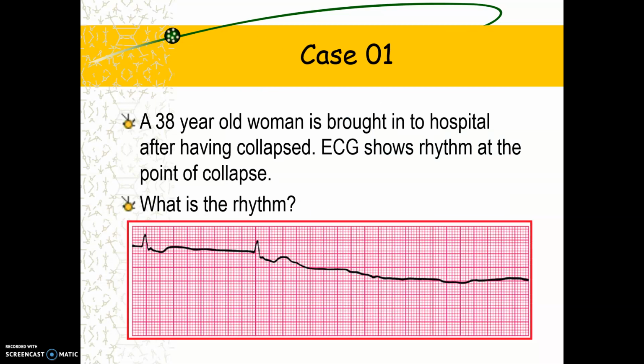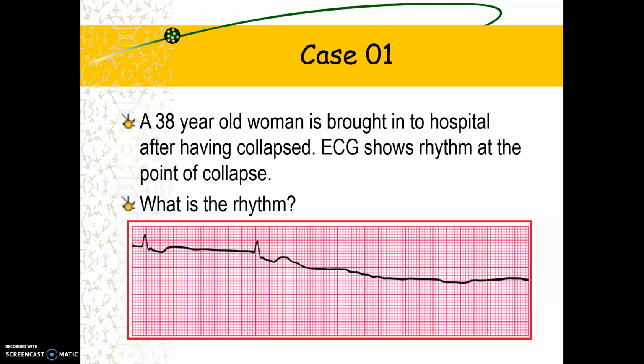So let's think about a few cardiac arrest rhythms. A 38-year-old woman is brought to the hospital after having collapsed. The ECG shows the rhythm at the point of collapse. So the question here is, what is the rhythm? But of course, the first thing I want to ask is, what are you going to do about this patient? And your real answer should be, you will assess the patient.